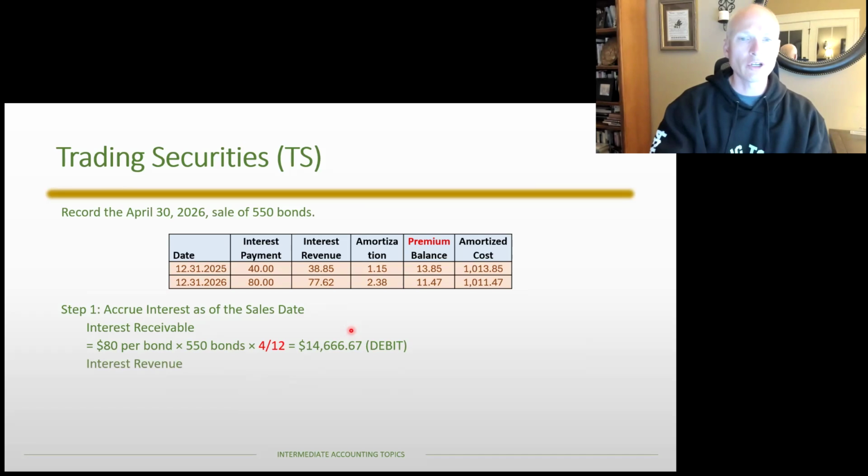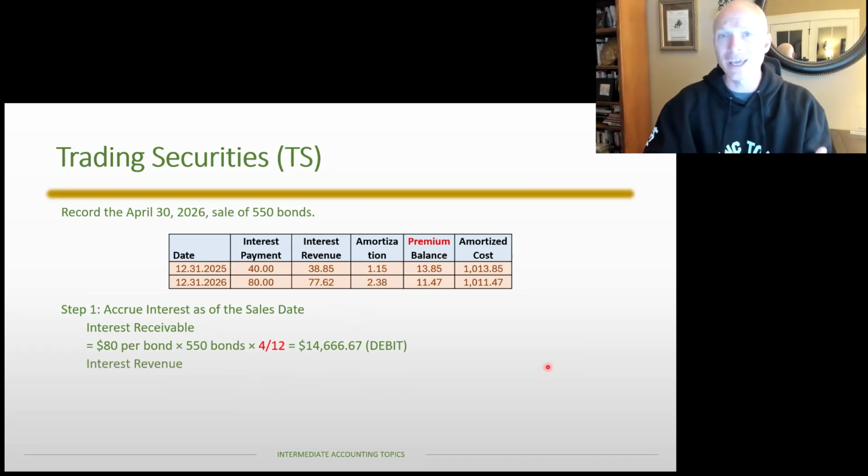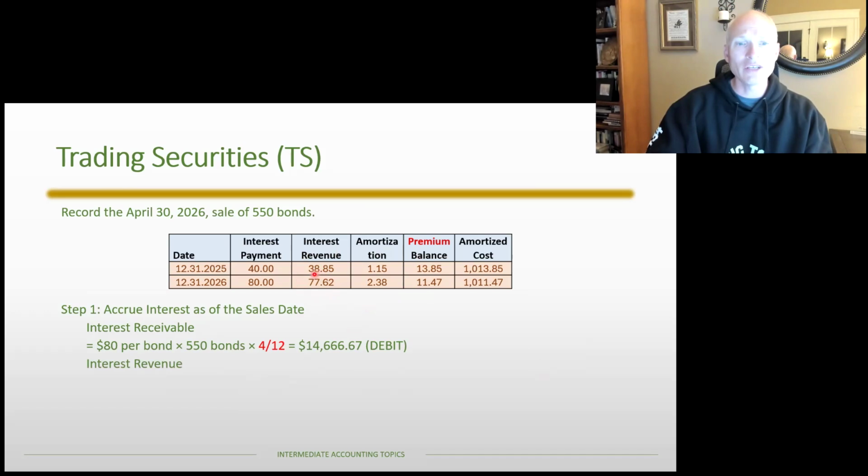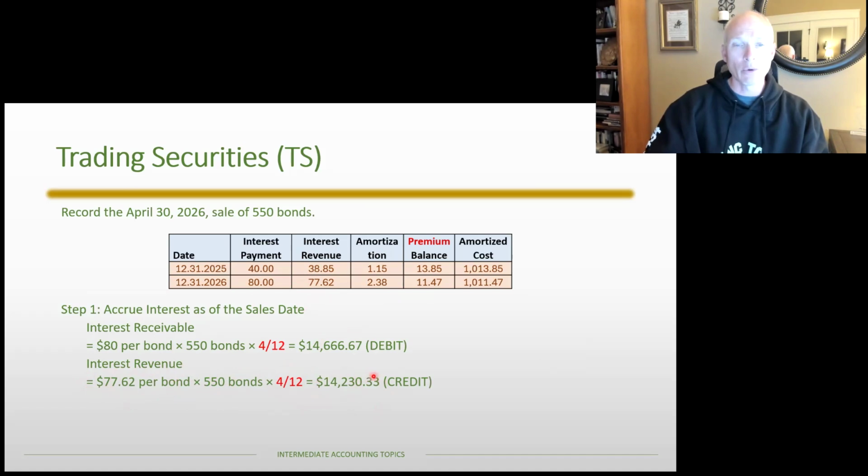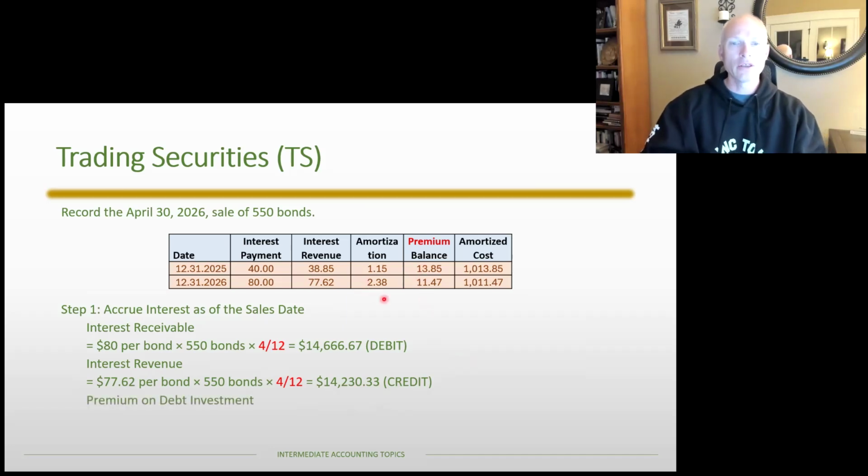The second part of the journal entry is to accrue the interest revenue. And this is just the economic reality that this $77.62 is the amount of interest we would have accrued over a 12-month period. But of course, we only held these 550 bonds for 4 months. So we're only going to accrue that interest for 4 out of 12 months. And so our interest revenue that we're going to record for these 550 bonds is $14,230.33.